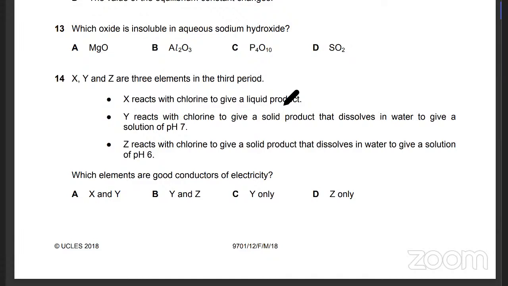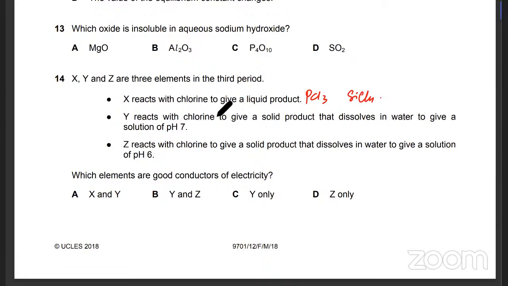In period 3, phosphorus. Okay, that's possibly a liquid, PCl3. SiCl4, I mean. These two are liquids. So you've got two options for X. And Y reacts with chlorine to give a solid product that dissolves in water to give a solution of pH 7.